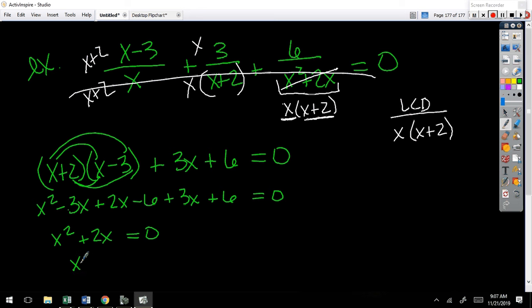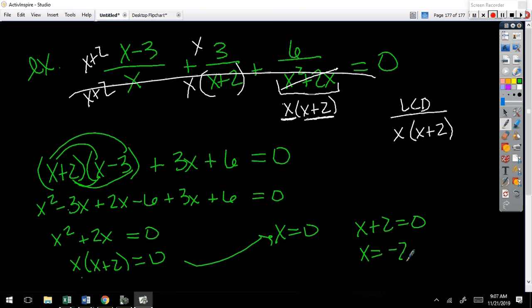So now I factor x times x plus 2. So x could be 0, or x plus 2 could be 0. So my two solutions are -2 and 0.